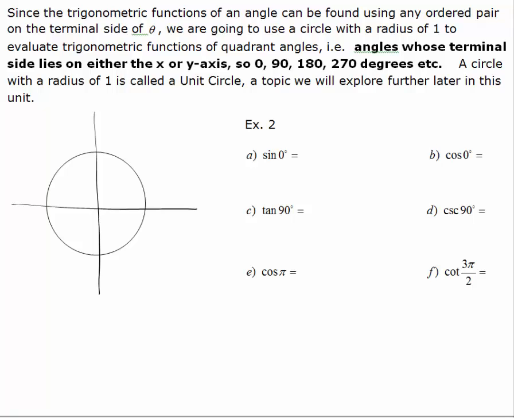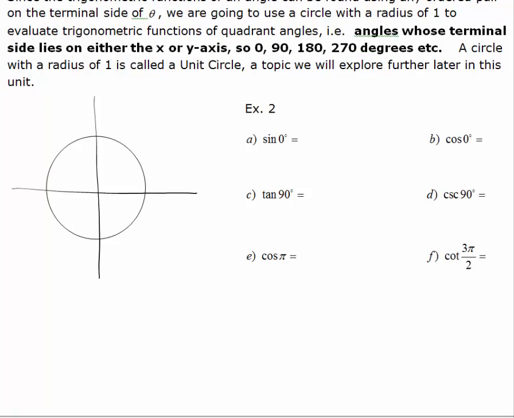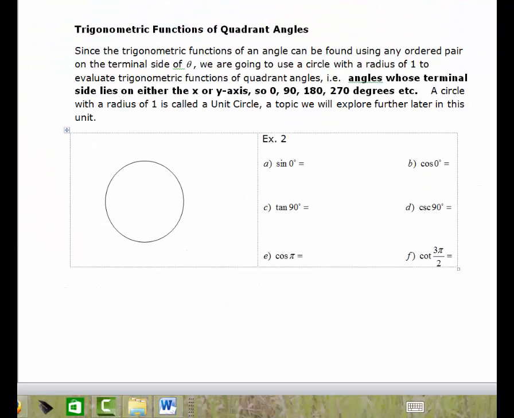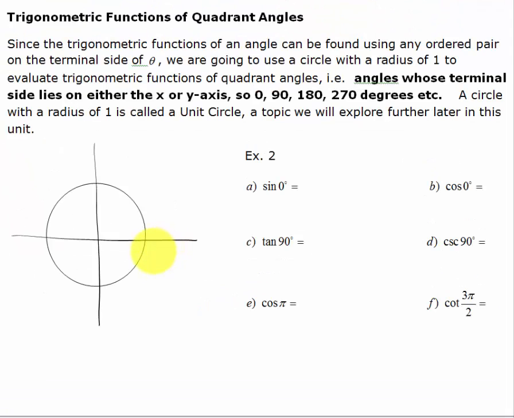All right, in the earlier lessons we talked about the special angles that were 30 degrees, 45 degrees, and 60 degrees, or their radian equivalent. And now I want to talk about what are called quadrantal angles, or I just call them quadrant angles. And these are angles that fall on an axis.